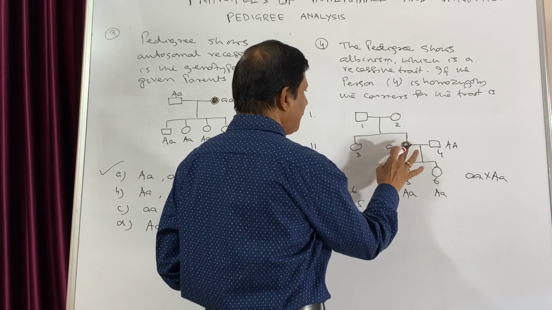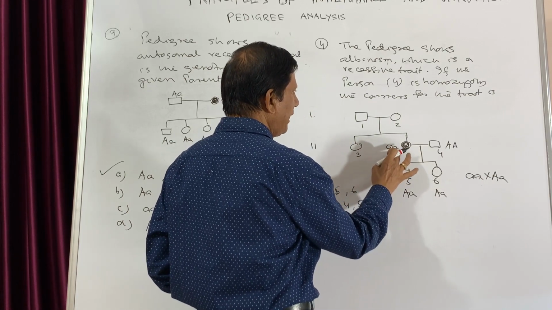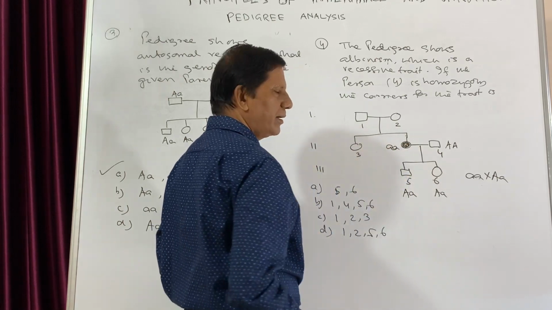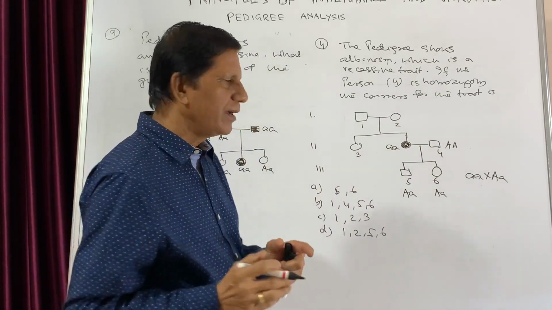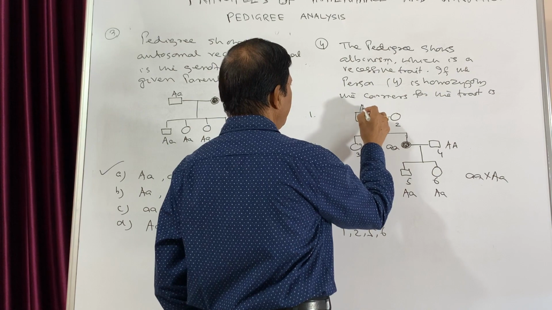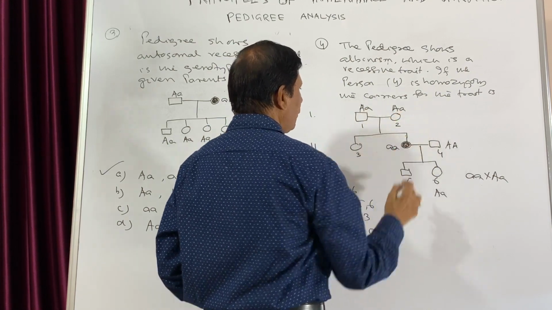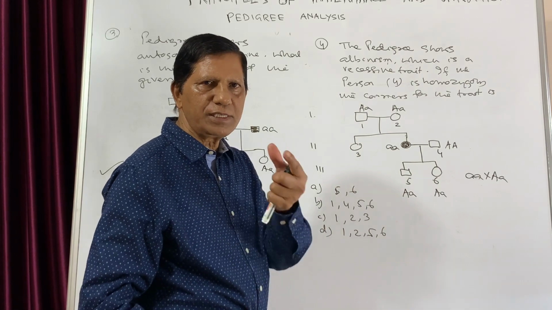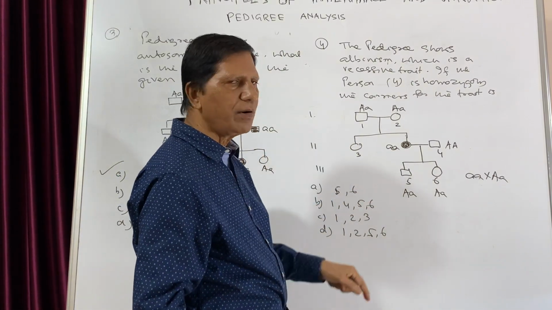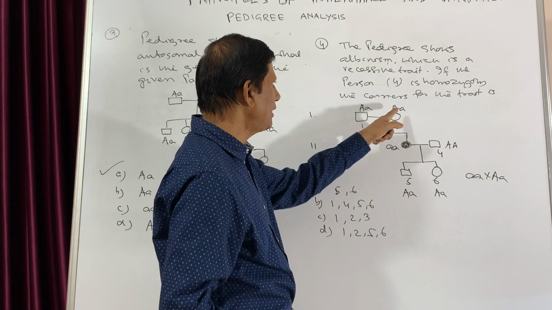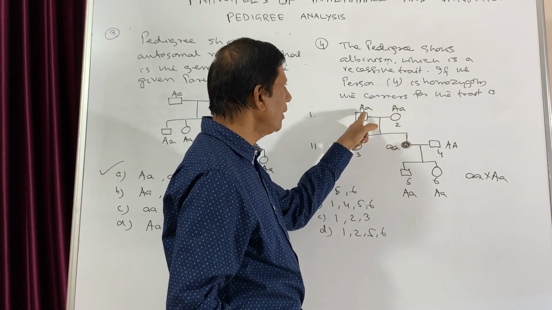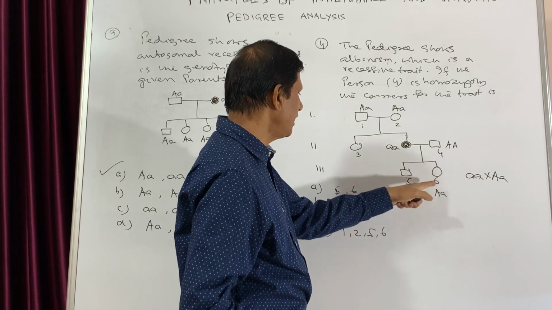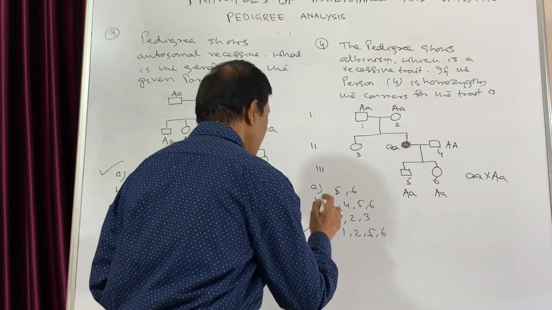Now if this daughter is aa, when will the daughter be aa? Only when the parents are heterozygous. Otherwise it is not possible. Unless they are heterozygous, how will two recessive genes come out? So they are heterozygous, and these two are also carriers. That means 1, 2, 5, 6 are carriers. That means this is the answer.